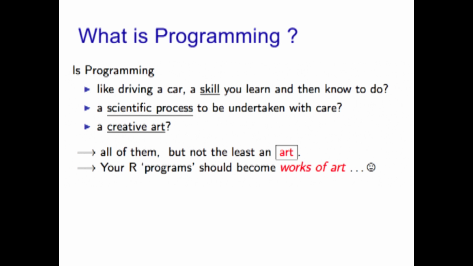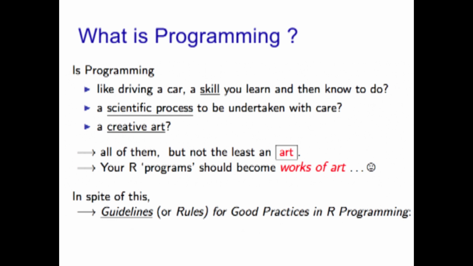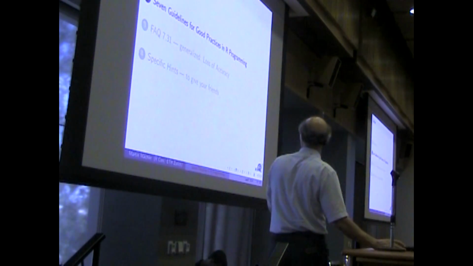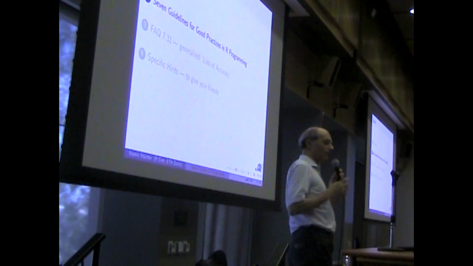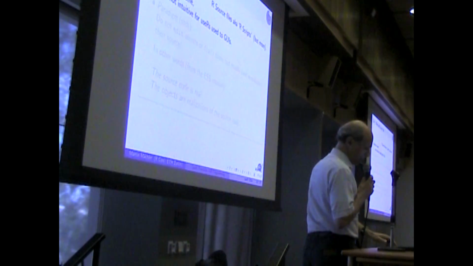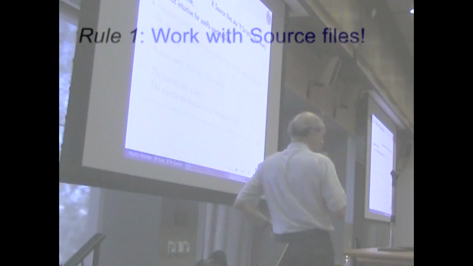And in spite of that, I still talk about rules for good practices in programming, and we'll talk about guidelines, ones that probably were already mentioned by me 10 years ago. Okay, so this is the second part. 7 guidelines for good practices in R programming. And rule 1, work with source files.